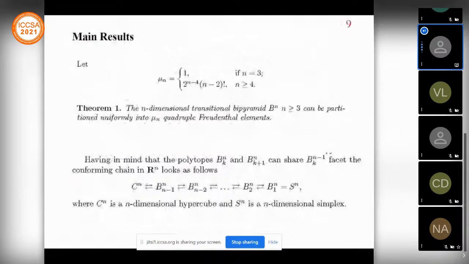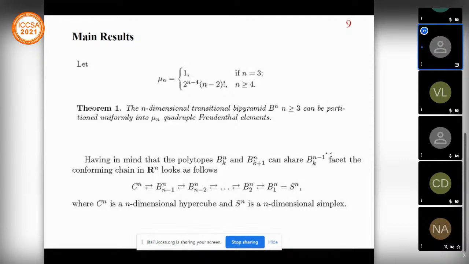In this slide, I present the main results in this paper. The conforming chain is found in the n-dimensional case. The transitional elements are presented explicitly. A uniform refinement of the transitional bipyramids by quadruple Freudenthal elements is obtained. The uniform refinement essentially reduces the computational complexity of the integral computations in such elements. Additionally, the new reference elements are also triangulated uniformly.